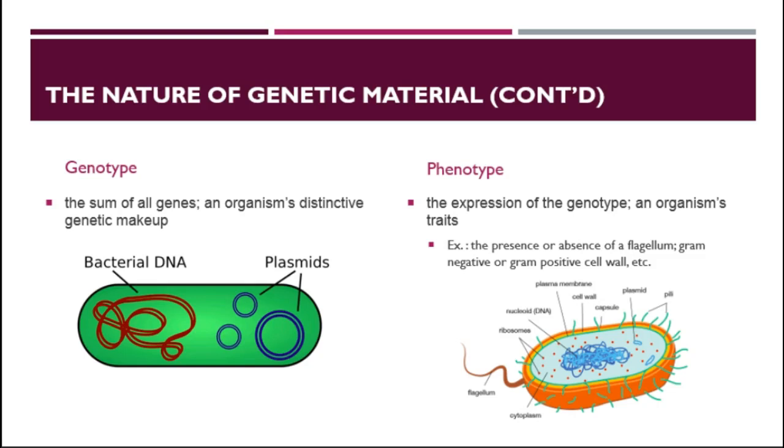The phenotype is the expression of the genotype. This is the organism's traits. For example, if an organism, a bacterium, might have the gene for a flagellum, the phenotype then is the expression of that gene or the presence of a flagellum. So while the genotype is the genetic material and what genes are possessed, the phenotype is the appearance or the expression of those genes.